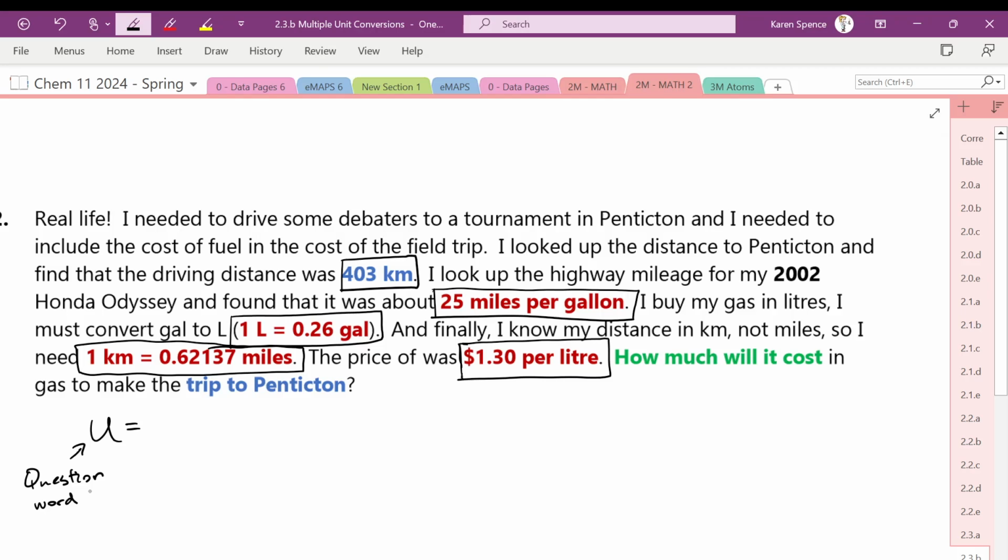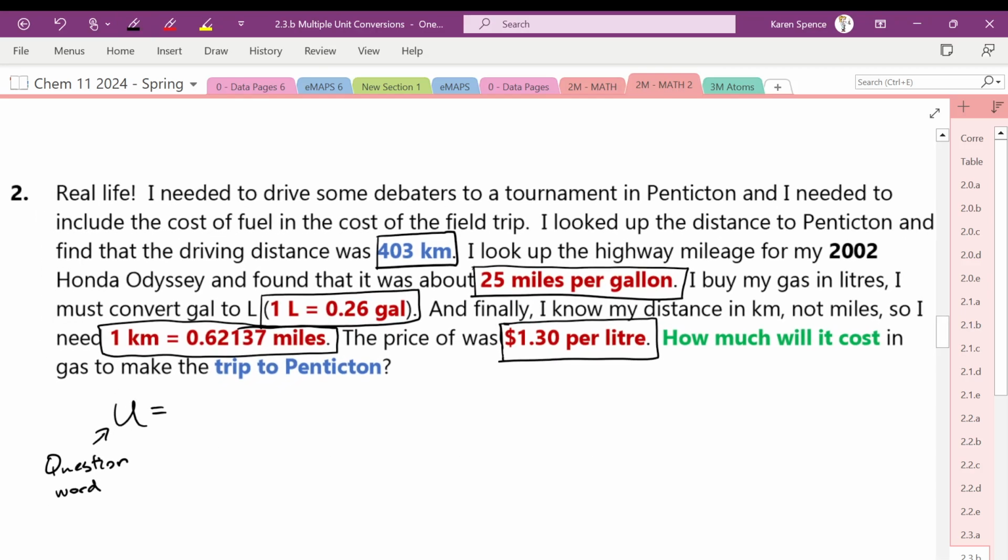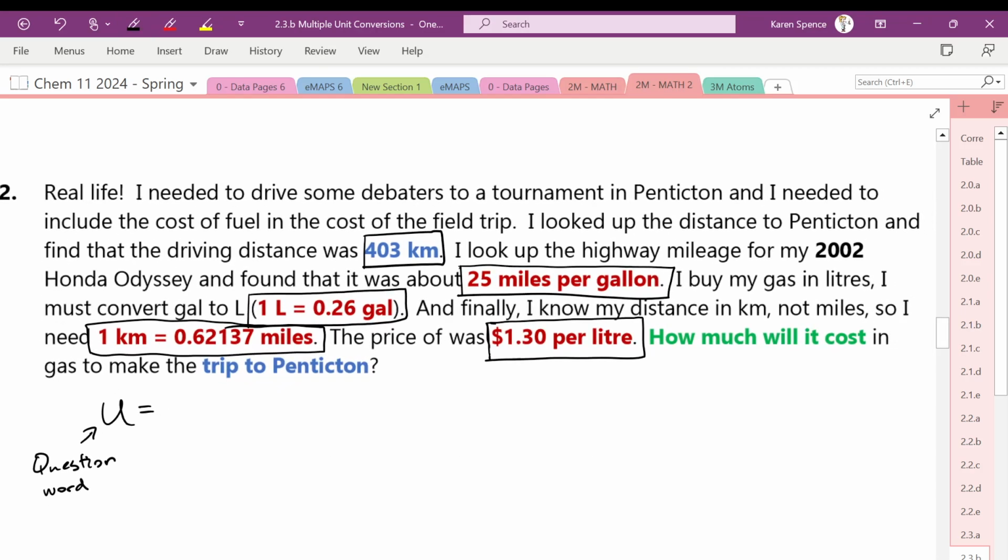Chat with your partner. What is the unknown in that question? How much it will cost. Okay, so that is our unknown. So we don't know how many dollars. Do you remember I said that the initial is usually connected to the unknown? What is connected to the unknown?